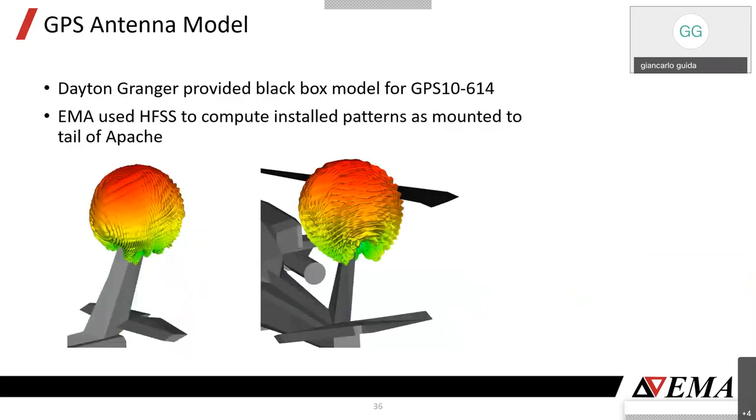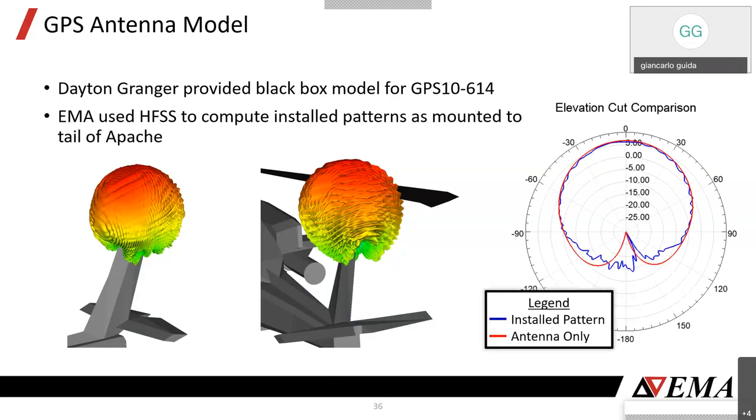So we put this model on top of the helicopter and used HFSS to calculate the far field. Again, these results have been calculated with a particular software, but you can do this with any software you have. You will get similar results. And what we observed is a small deformation, a distortion of the pattern. The red one is the antenna only, and the blue one is the installed pattern. So the antenna engineer was quite happy. The antenna seems to work, no problem.